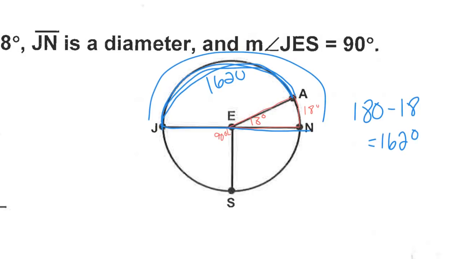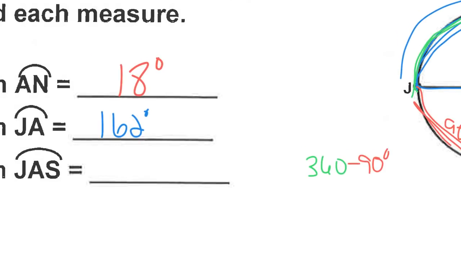So guys, this is a lot. That's all the way around, JA all the way to S. Now I know there's 360 degrees in that circle, and the only piece of arc we didn't use is this right here that's 90 degrees because of its central angle. So subtract 90 degrees, and I get that arc JAS is 270 degrees. Okay, so use what you know. It makes it pretty easy a lot of the time.